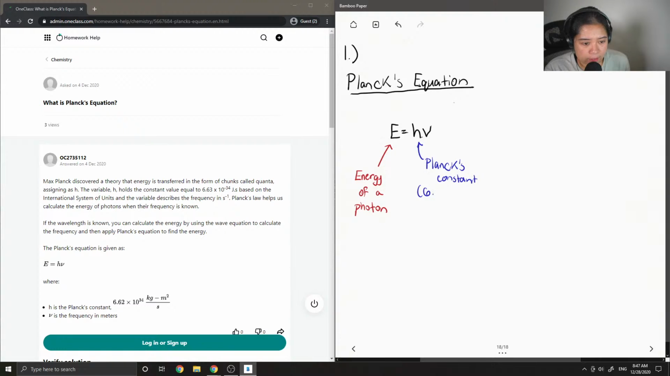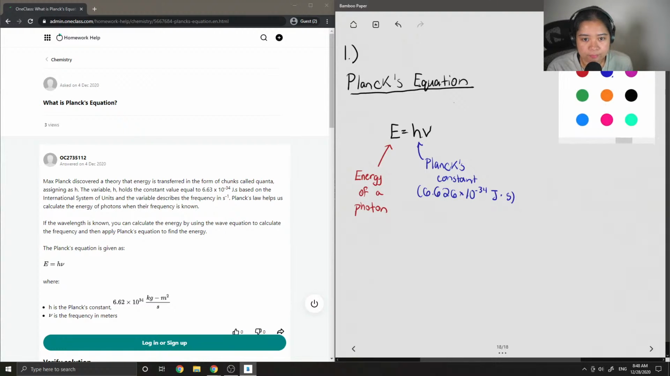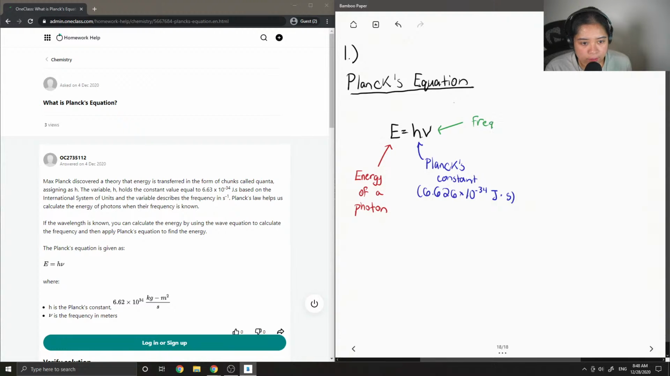Which is 6.626 times 10 to the negative 34 joules times second. And lastly, frequency is our last term.